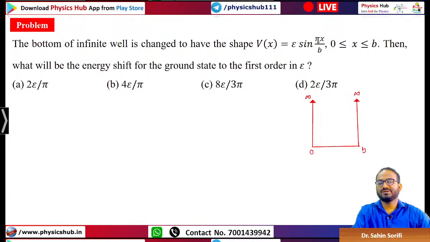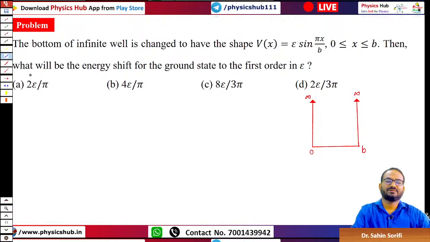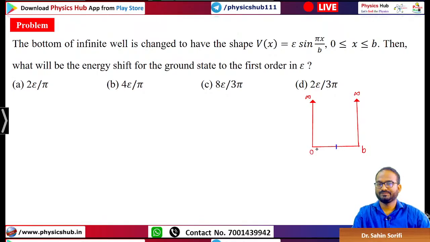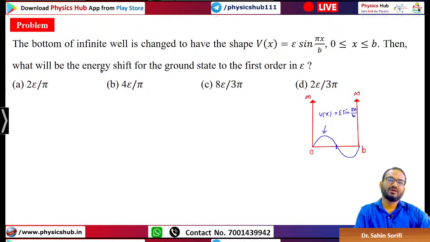Now, as you can see, the shape of the perturbation is epsilon sin pi x by B. So, it is a sinusoidal. If you put x equals B by 2, it is the maximum. So, what kind of potential you have been given? This is B by 2. You are given a potential like this. This is the perturbation. What will be the energy shift for the ground state to the first order in epsilon?